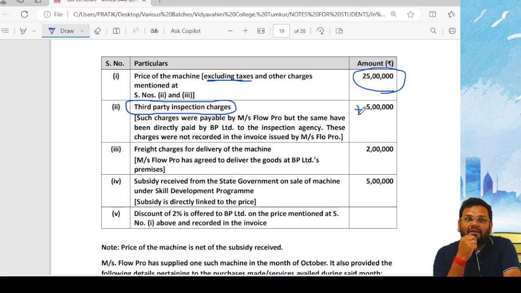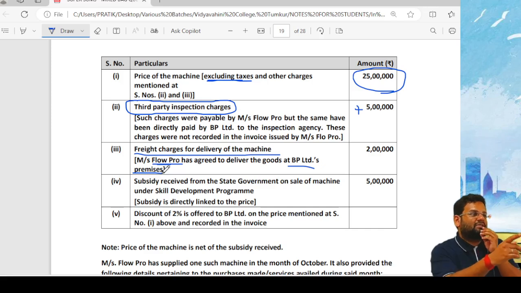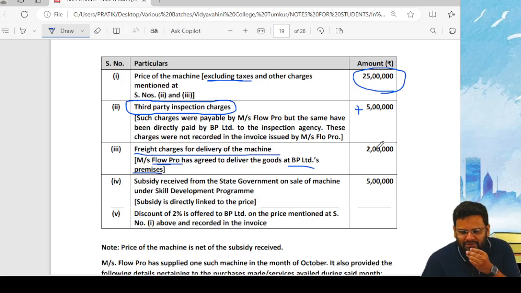So please add them. Then next, freight charges for delivery of the machine, because FlowPro means supplier has agreed to deliver the goods at BP Limited's premises. Include, because these are expenses which are incidental to supply. So section 15 subsection 2 clause C. So include 2 lakh, include 5 lakh.